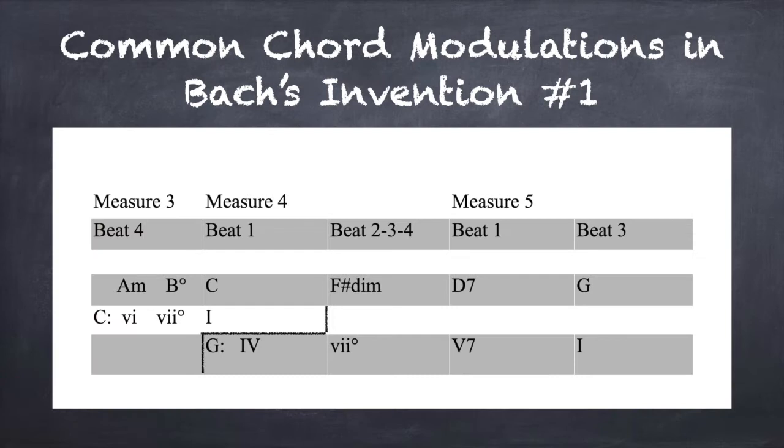In each of the modulations in Bach's Invention No. 1, a common chord connects the various keys. In measure 4 and 5, you find the chords shown below. The C chord on beat 1 of measure 4 changes function to that of a IV chord in G major. That C chord is the pivot chord between the two keys.